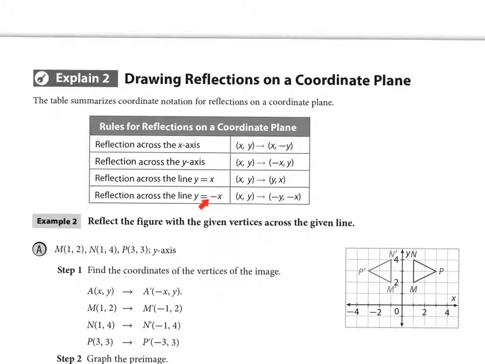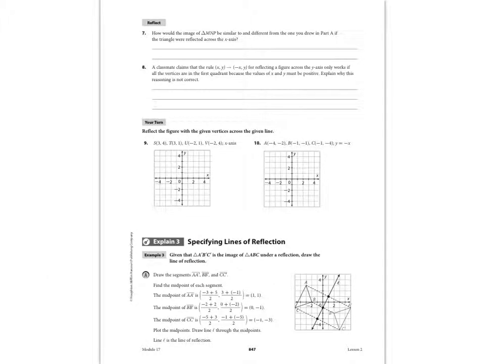The line y equals negative x is where x is the opposite of y. So whatever x is, you change the sign, right? Or make it negative. So if x is 1, that's negative 1. If x is 2, that's negative 2. If x is 3, that's negative 3, and so on. And you connect that to make a line. So anyway, those are the rules if you were to reflect over those lines. So let's look at some examples. On the next page, number 9, number 10.